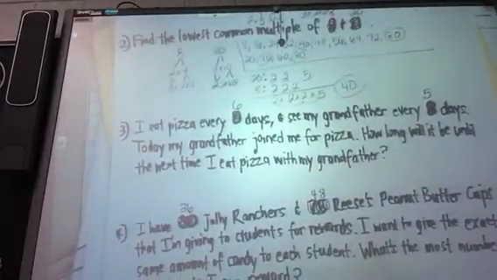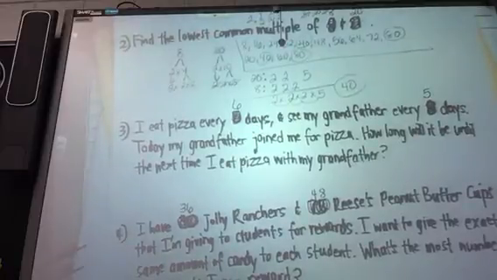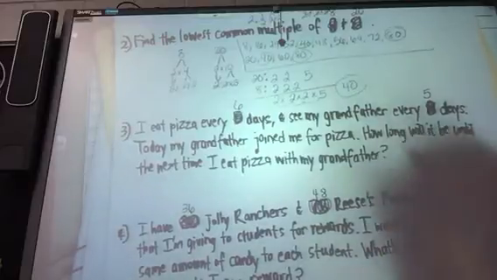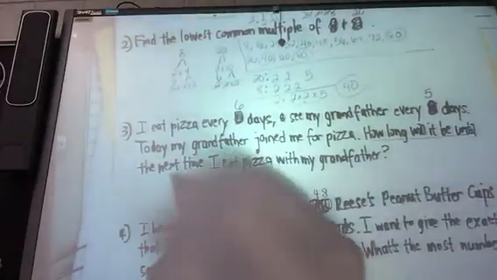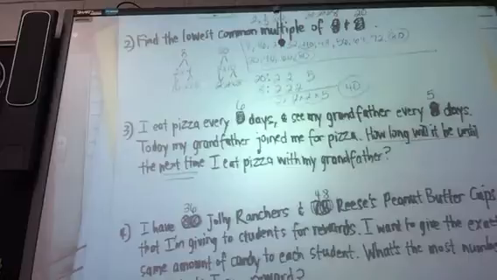All right, last two. I eat pizza every 6 days, and I see my grandfather every 5 days. Today, my grandfather joined me for pizza. How long will it be until the next time I eat pizza with my grandfather? So again, it's asking about something in the future. So you're finding the least common multiple.